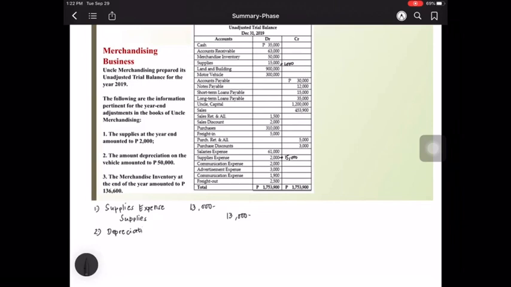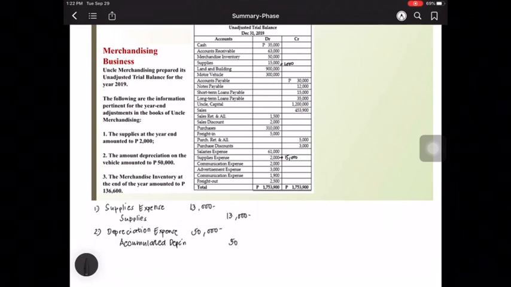You have to debit, of course, your depreciation expense by the amount of depreciation computed. In this case, we were given 50,000 pesos. And of course, you credit now your accumulated depreciation account for the same amount of 50,000 pesos.